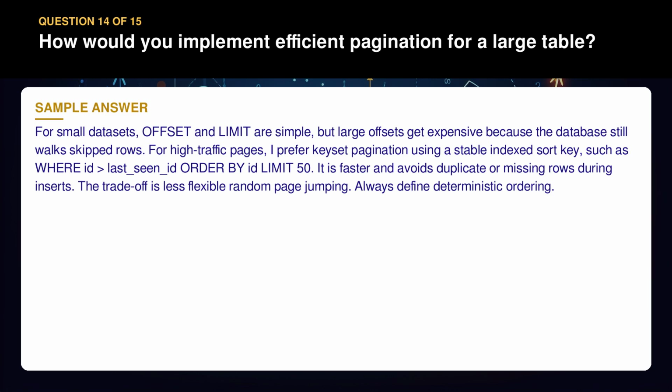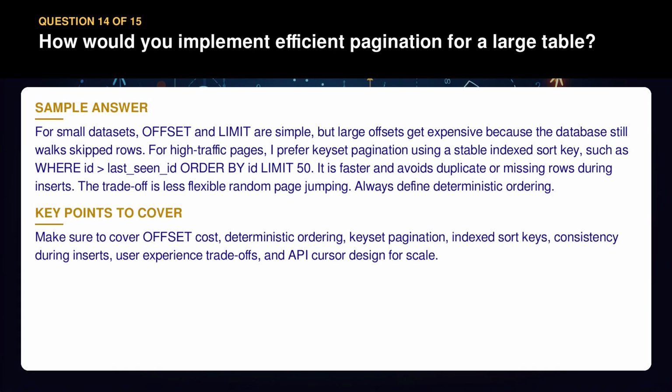It is faster and avoids duplicate or missing rows during inserts. The trade-off is less flexible random page jumping. Always define deterministic ordering. Make sure to cover offset cost, deterministic ordering, key-set pagination, index sort keys, consistency during inserts, user experience trade-offs, and API cursor design for scale.